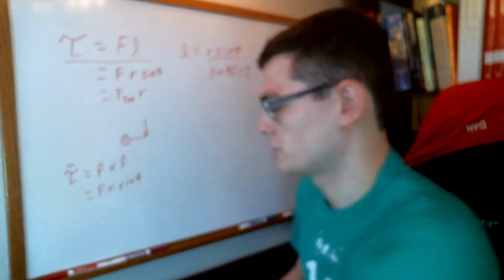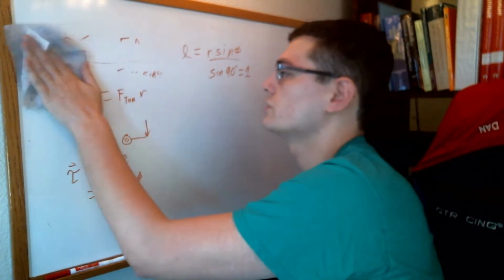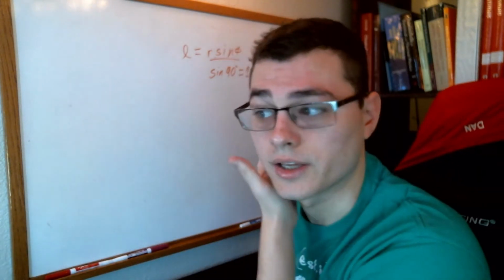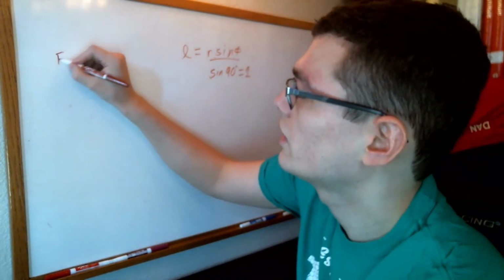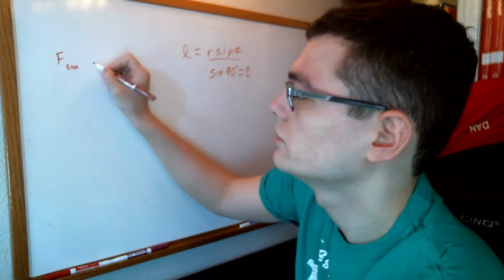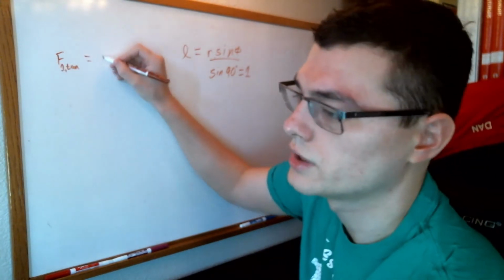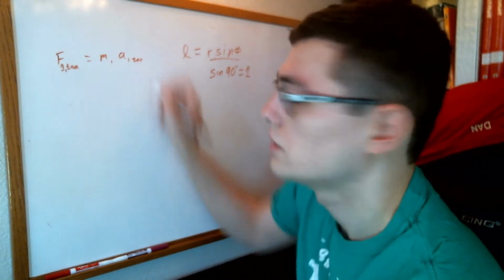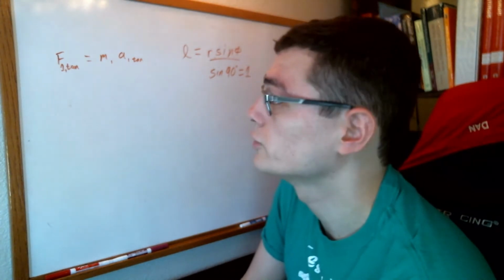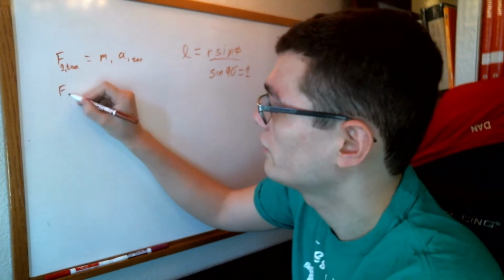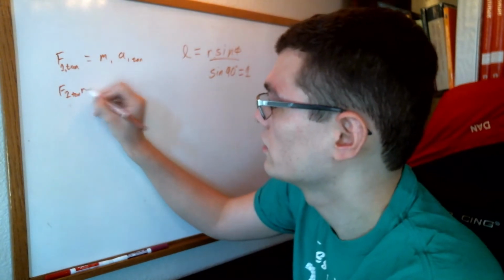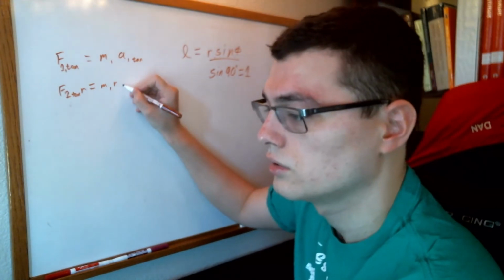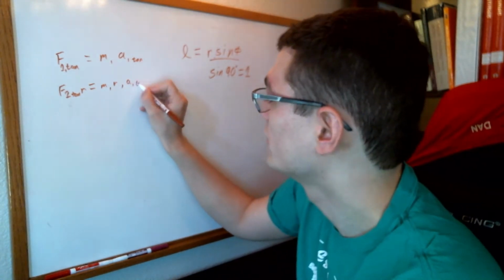Okay, so now we need to expand some of this torque formulation to talk about rigid bodies and angular acceleration. We know that F1 tangential is going to be equal to M1 A1 tangential. If we multiply both sides by R, we have F1 tangential R is equal to M1 R1 A1 tangential.